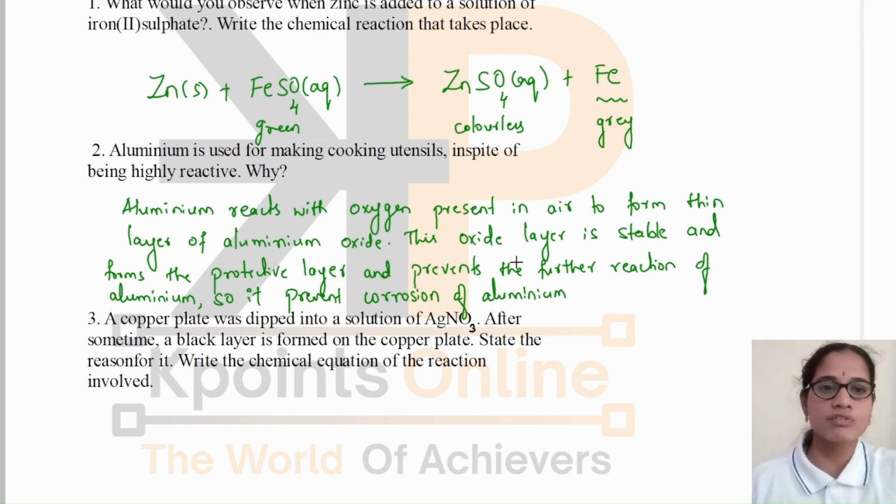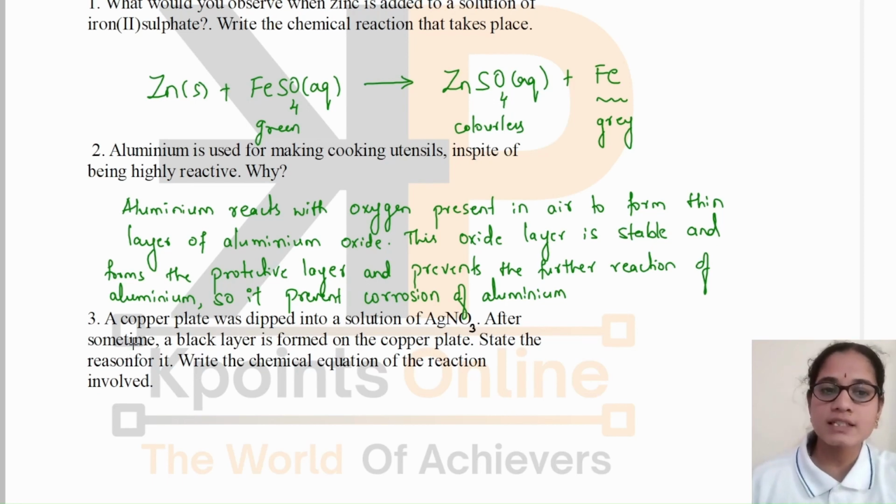The utensils made of aluminium can be used safely because aluminium reacts with oxygen present in air to form a thin layer of aluminium oxide, and this oxide layer is stable. It will act as a protective layer. The presence of that layer prevents the further reaction of aluminium with the external environment.